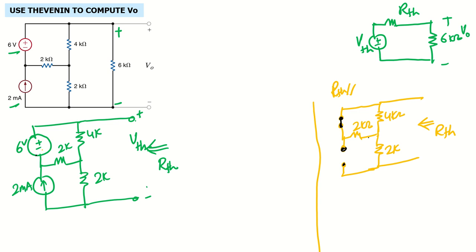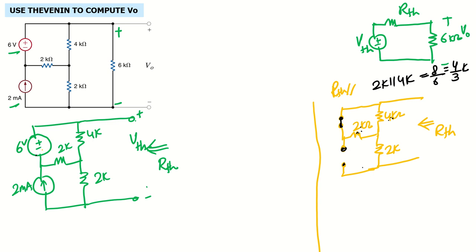Now if you look from the end of the circuit, what can we see here? We can easily see that this 2K and this 4K are in parallel. So 2K parallel with 4K will be equal to 8 over 6, or 4 over 3K.